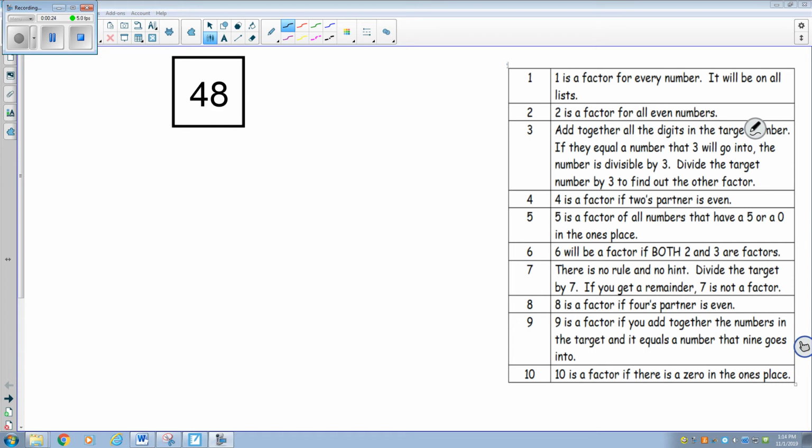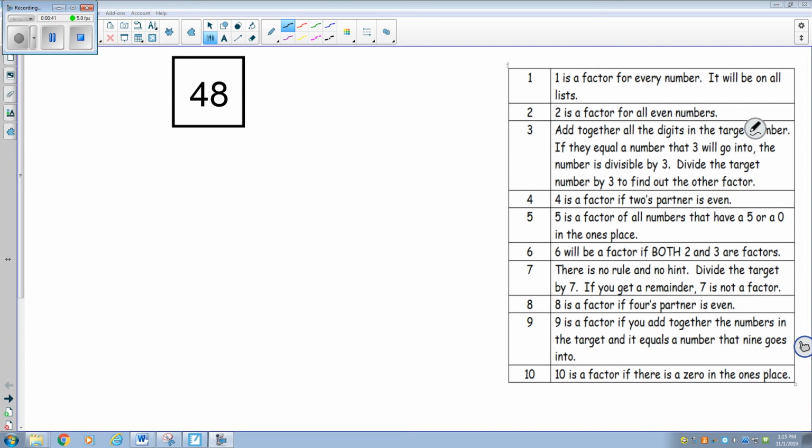Over here on the right we have a divisibility sheet. It gives us some hints just by looking at a number if the number is divisible by certain other numbers. Another tool that we can use is a multiplication chart if that's needed. Alright, so let's start off.